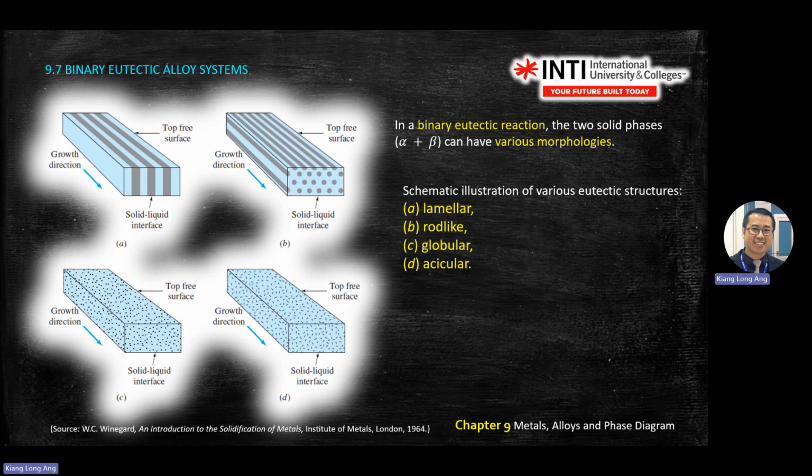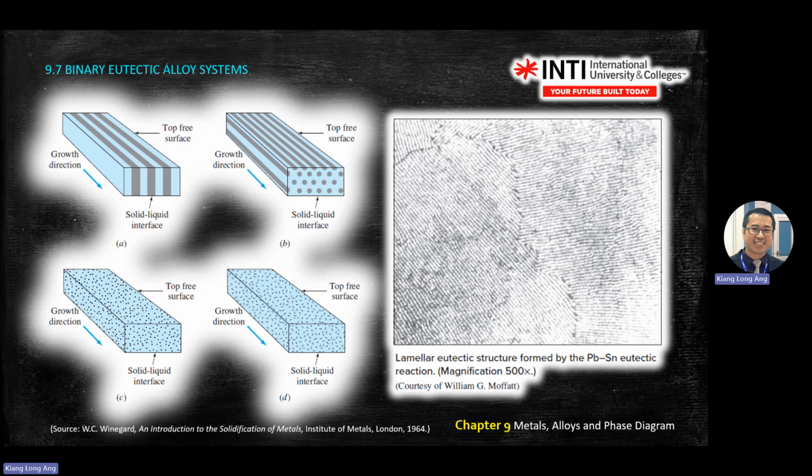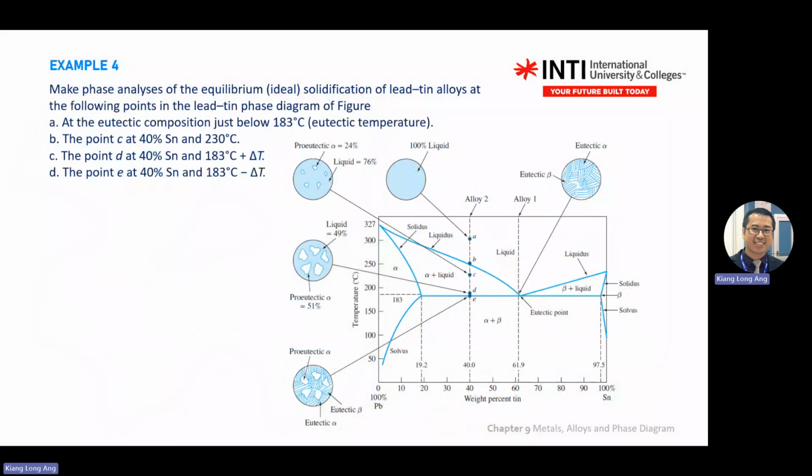So the various structures are called eutectic structures. Again, eutectic is the one where you make liquid become alpha and beta, or two different species. So you have laminar, rod-like, globular, and acicular. These are the four structures. So you see this one under the microscope. Okay.